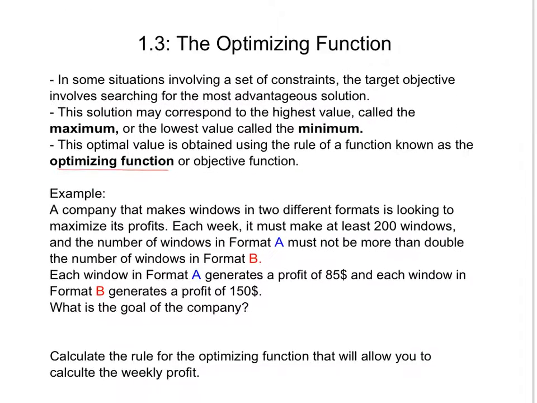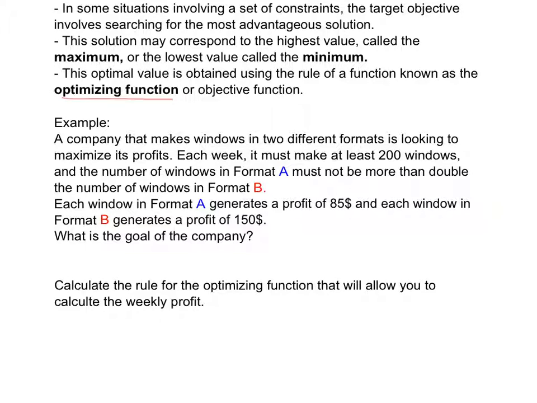So here's another example. A company that makes windows in 2 different formats is looking to maximize its profits. So they want to make the most money possible. Each week, it must make at least 200 windows, and the number of windows in format A must not be more than double the number of windows in format B. Each window in format A generates a profit of $85, and each window in format B generates a profit of $150. What is the goal of the company?